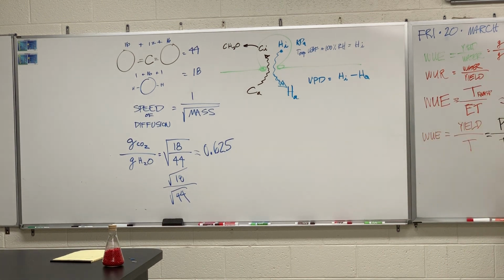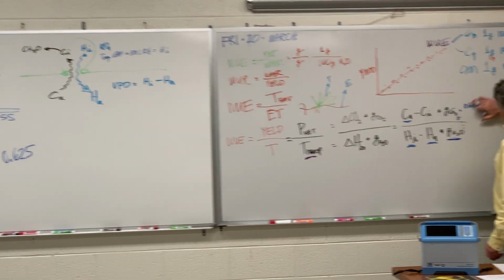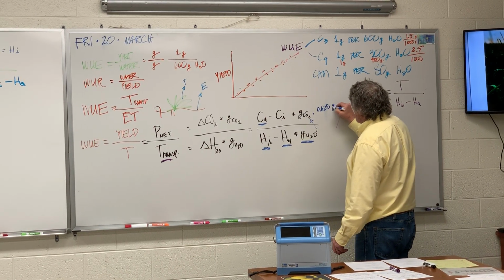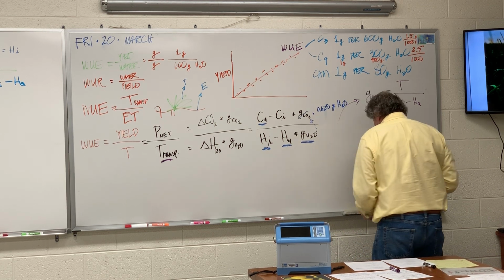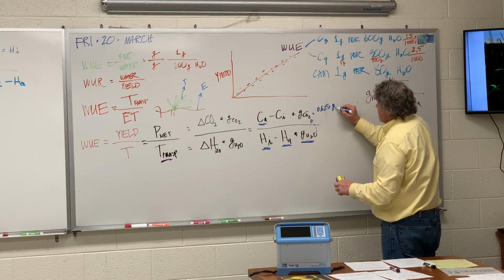So over here, we can measure conductance to water vapor with our instruments. This one we can't get, we have to calculate it. And guess what? It's equal to 0.625 times conductance to water. I should write this as a subscript here. 0.625 conductance to H2O.